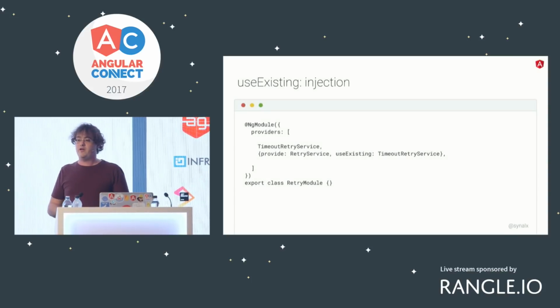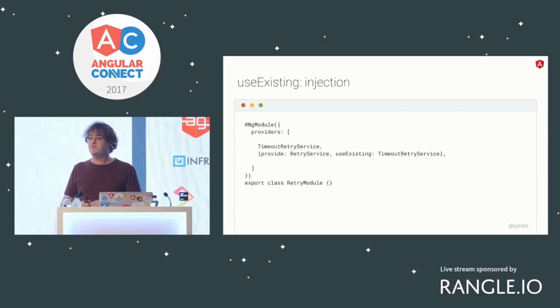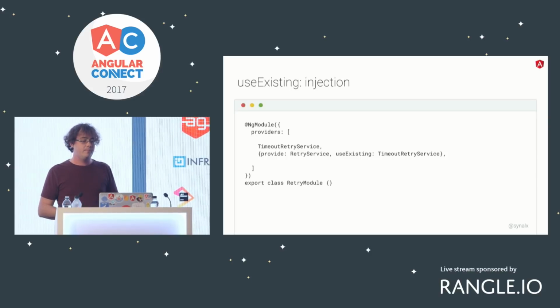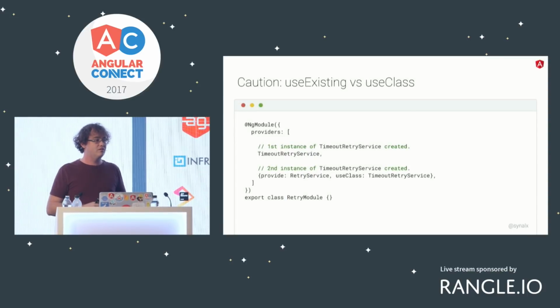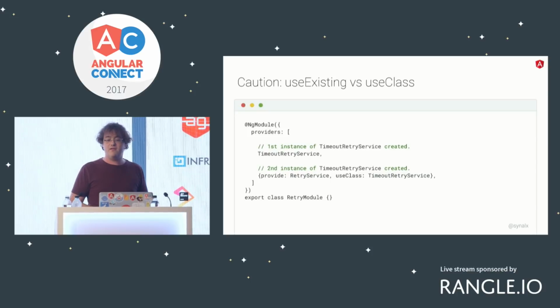Another way to configure a provider that I actually don't see used that often is to specify that it should have the same value as another existing token. Right? And so to do that, you say provide something useExisting. And there's something you should actually be careful about with this in useClass, because the two can look very similar, but they have a major difference in behavior.